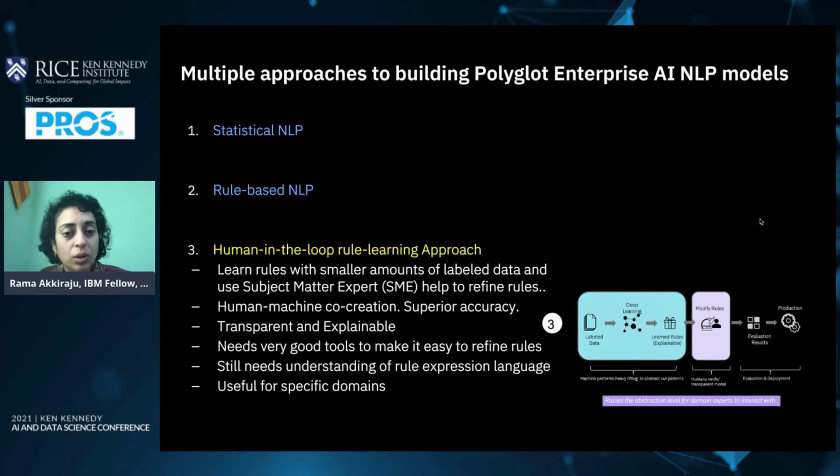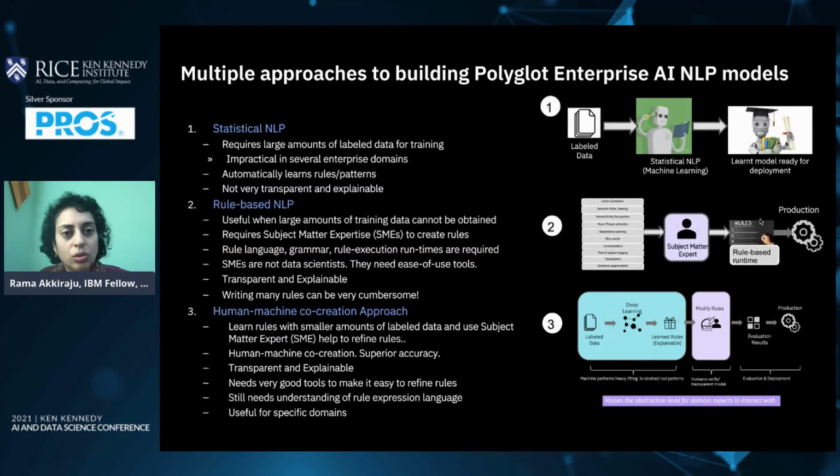Specifically, human in the loop and machine and human co-creation is good when you don't have a lot of labeled data, but you do want to have enough transparency and explainability for the users, right? But it does require good tools to make it easy to refine those rules, so you don't put the burden on the user. So if I summarize, all three techniques are applicable.